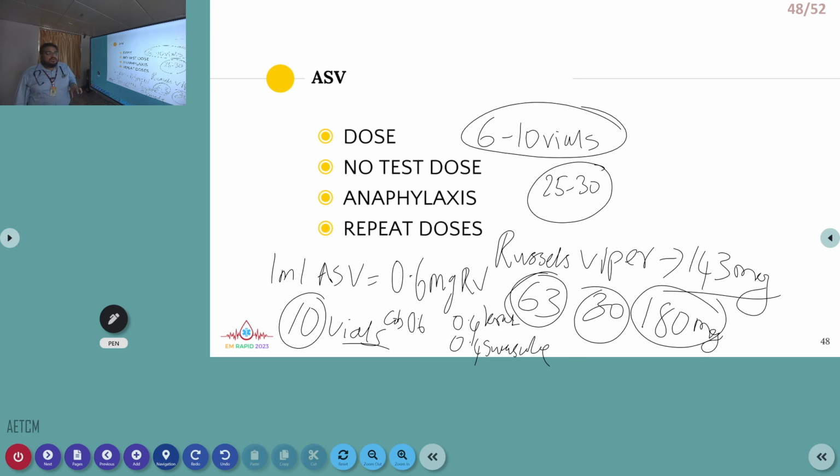So that is the dosing, the minimum and maximum dose that I have said. And there is no test dose. Remember, there is no test dose. Anaphylaxis can be a potential risk, so just treat when anaphylaxis comes.